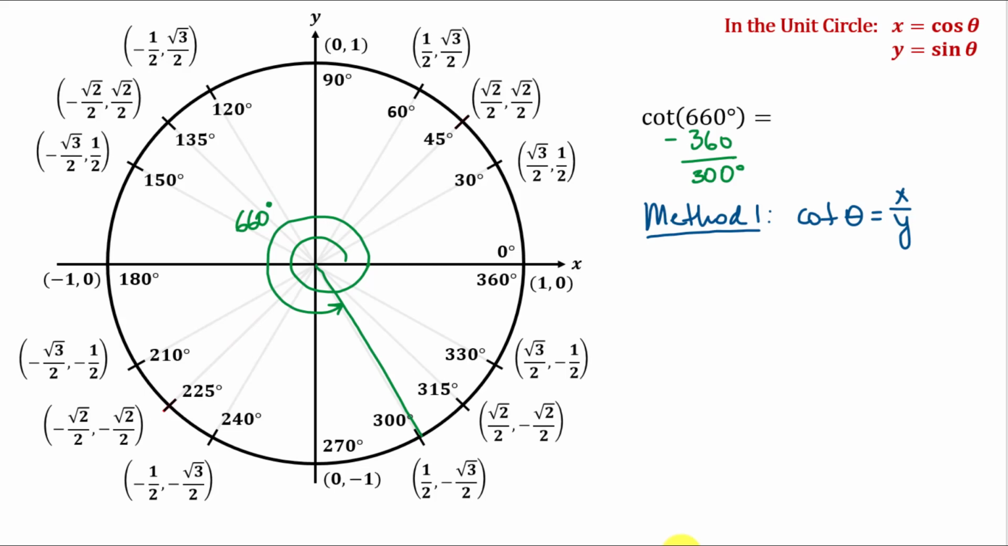They are coordinates of the point that sits on the terminal side of our angle. So that means that for the first method, we literally have to take the x-coordinate of the point and divide it by the y-coordinate of the point. So cotangent of 660-degree angle will be 1/2 divided by negative radical 3/2.